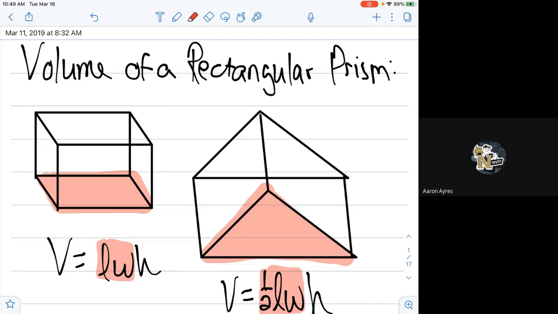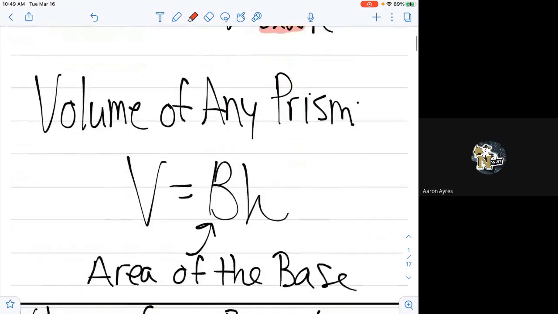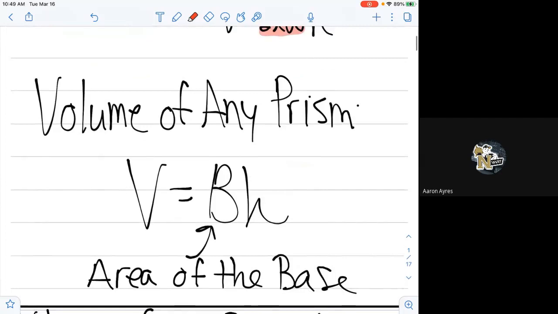So, to generalize this formula, we don't always just put L times W times H anymore. We do it for any kind of prism, or any kind of other shape that's similar to a prism. I don't know if you've seen this volume formula before, but this is the idea. Have you guys seen a volume formula like this before?